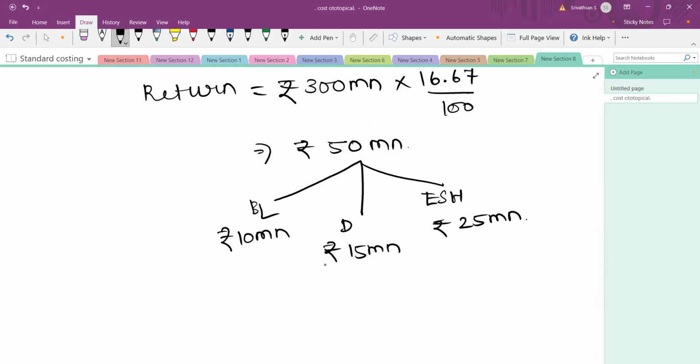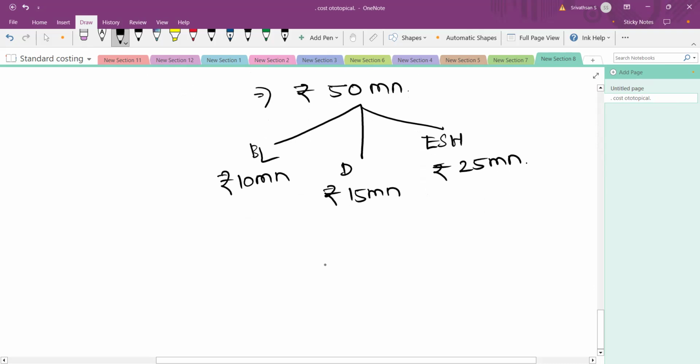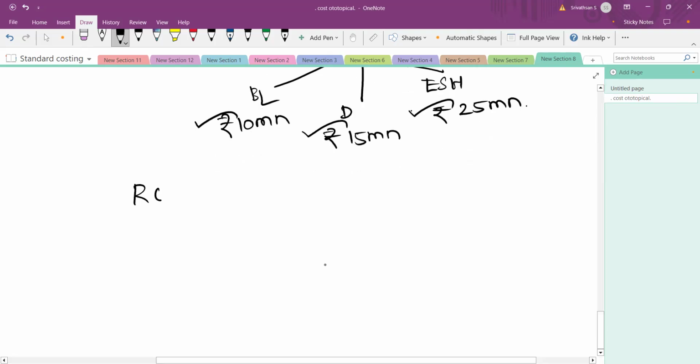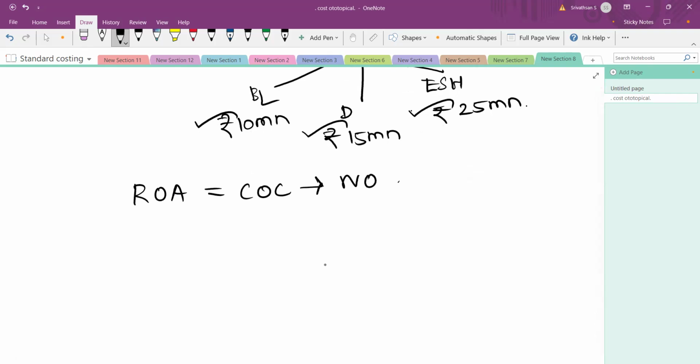So what is important to understand is here expectation of all the investors is met. Bank loan expected 10 million, that is paid. Debenture holders expected 15 million, that is also paid. Equity shareholders expected 25 million, even that is also paid. So here, if return on asset is equal to cost of capital, then no surplus, no deficit. If return on asset is equal to cost of capital, the company will be able to meet the expectation of all the investors without having any surplus fund in its hand.